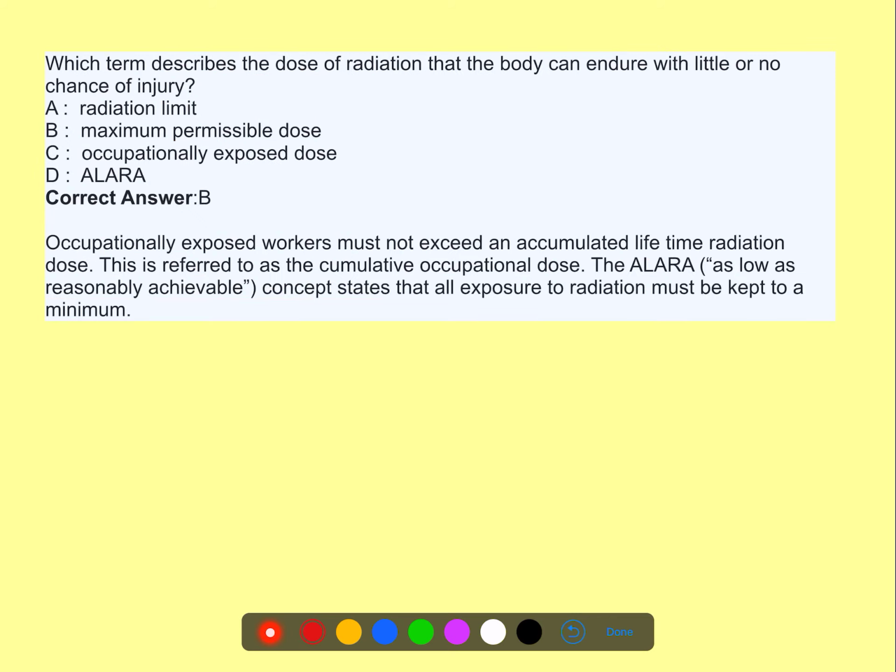Which term describes the dose of radiation that the body can endure with little or no chance of injury? This is the maximum permissible dose. That means it can endure with little or no chance of injury. The occupationally exposed dose is nothing but a dose that should not exceed an accumulated lifetime radiation dose. And the ALARA principle states that all exposure to radiation must be kept as minimum as possible.